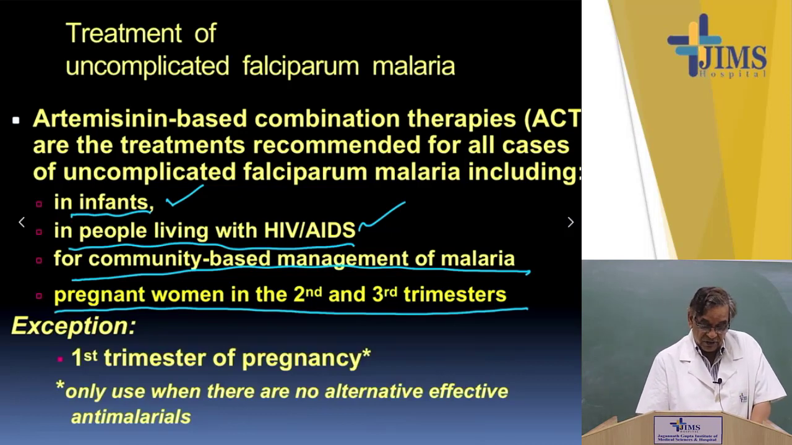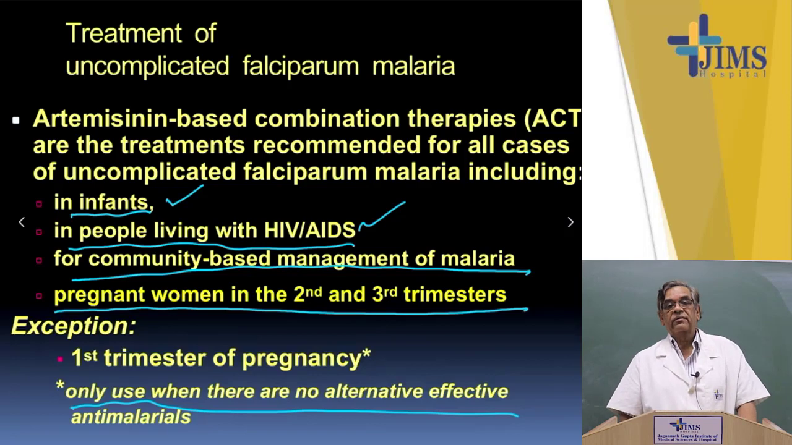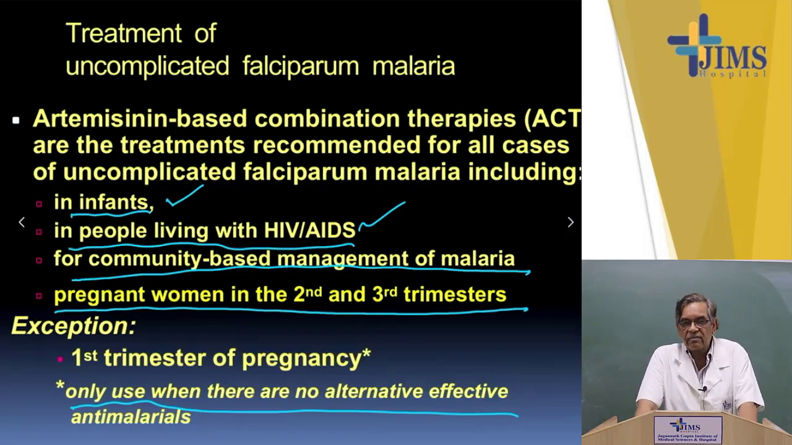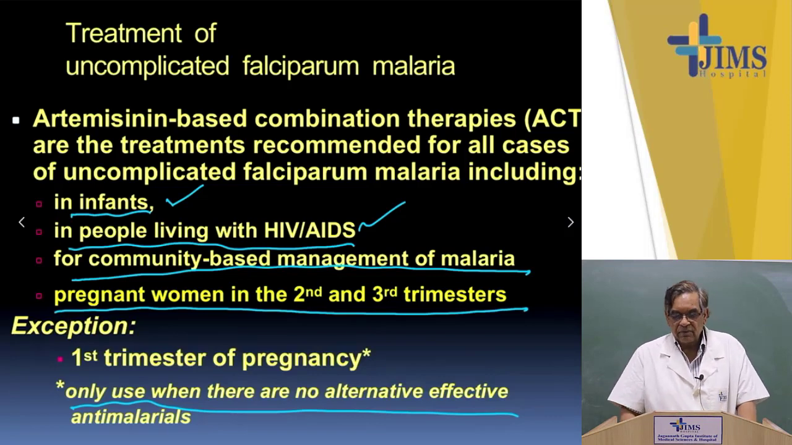Exception: in the 1st trimester of pregnancy, use it only when there is no alternative effective antimalarial. By and large, in a case of malaria in pregnancy, in a case of PF malaria, we give tablet quinine in the 1st trimester, because that is the only one which can be given to pregnant women.